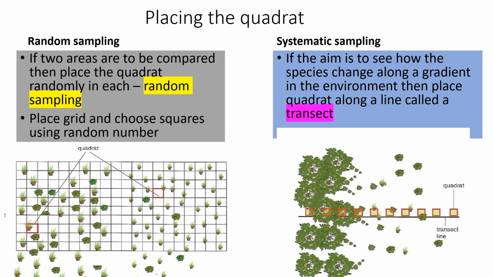So then you create a line called a transect, and your transect line goes along the gradient that you want to measure, and then you would take quadrats at regular intervals along the transect. So this isn't random like the other one. Here you place a transect and then you take quadrats at fixed places along the transect line.